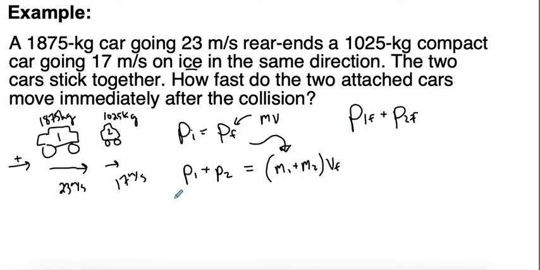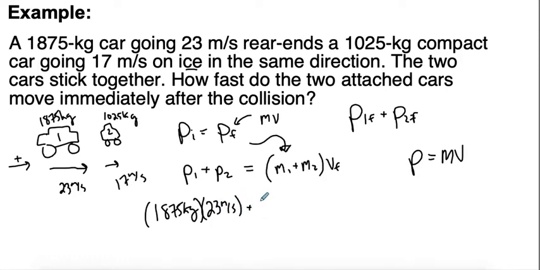So let's start filling things out. So again, momentum equals mass times velocity. So we have momentum of car 1 plus momentum of car 2. So our mass for car 1 is 1875 kilograms, and that car is going 23 meters per second. We've got car 2, which has a mass of 1,025 kilograms, and it's going a speed or velocity of 17 meters per second. Okay, so that's the left side of the equation.